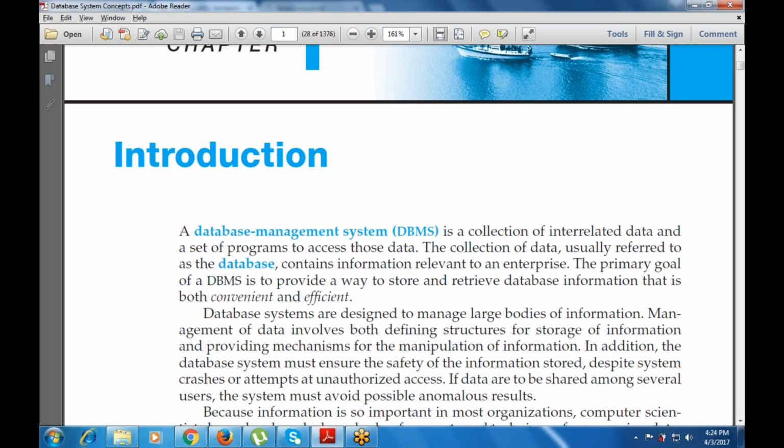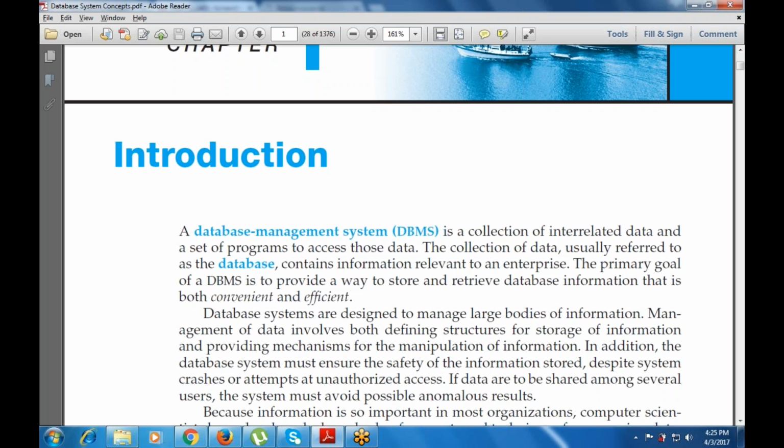For example, an enterprise organization makes a database containing information relevant to the enterprise. The primary goal of a DBMS is to provide a way to store and retrieve database information that is both convenient and efficient. Database systems are also designed to manage large bodies of information, which involves defining the structure for storing the information and providing mechanisms for manipulating it.